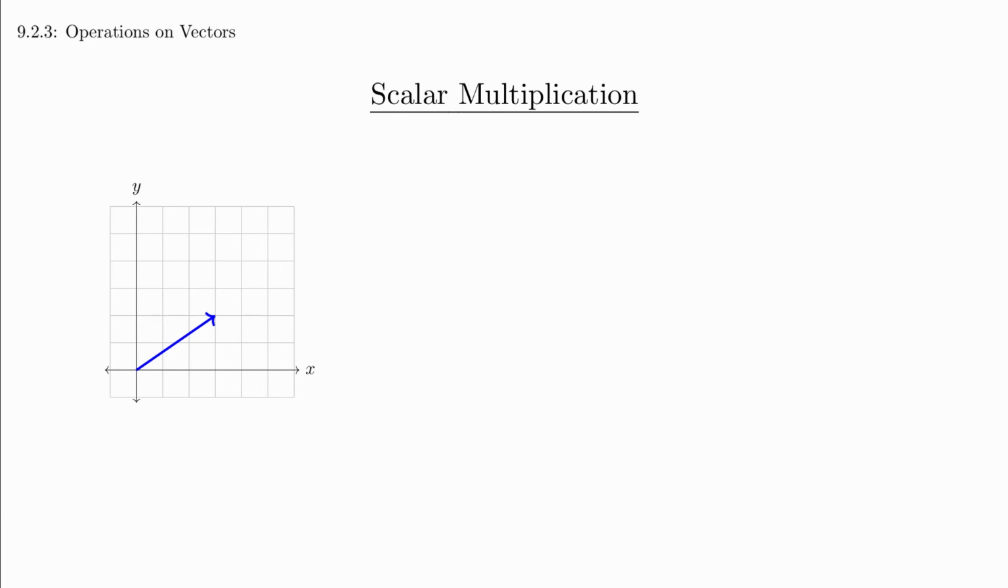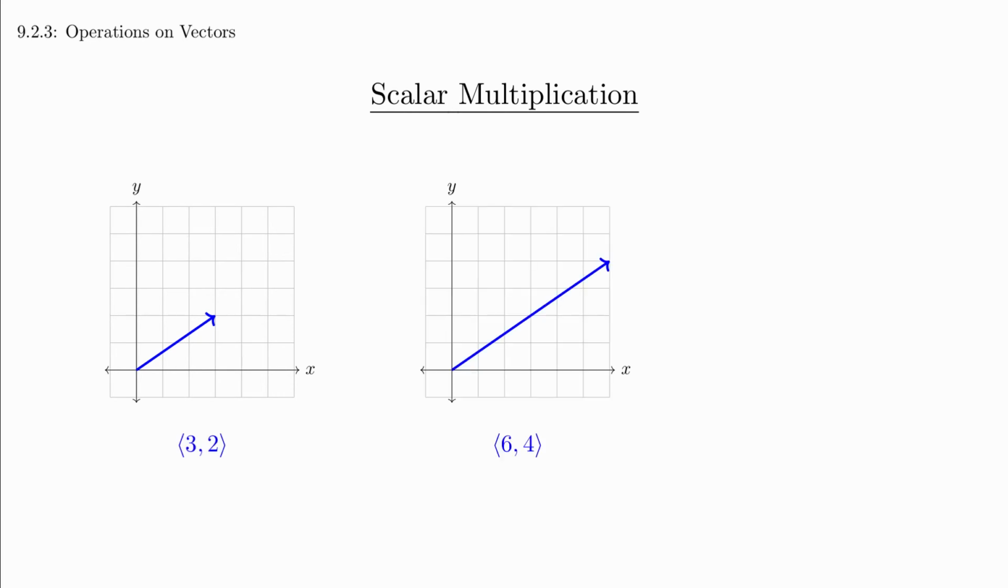Using the same idea, we can look at the case of scalar multiplication. If we double the length of the vector, we double both of its components. And this is a general pattern for multiplying a vector by a scalar. Each component gets multiplied by the scalar. In many ways, this behaves like the distributive property, and we'll see more about that later.